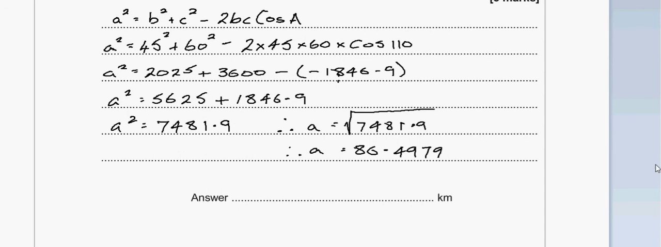And they've not said give your answer to any specific decimal places or significant figures. So I would say that 86.4979. As it's a calculator paper, I would give it to 4 decimal places, but you could give it to 2 or 1 and make it 86.5, and I'm sure that will be fine. Okay, so I'll stop there and I'll make a new video on the next questions.